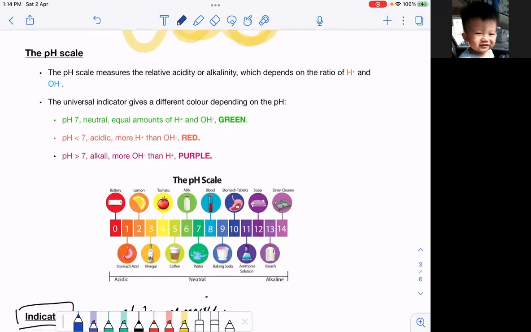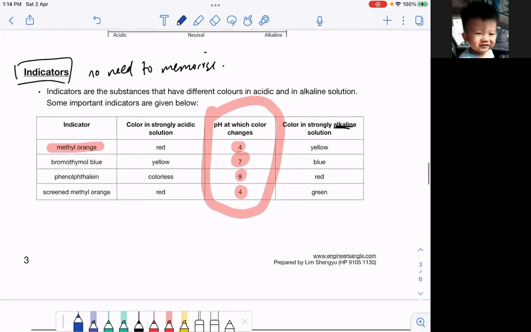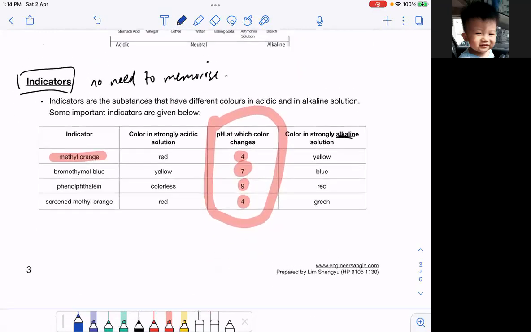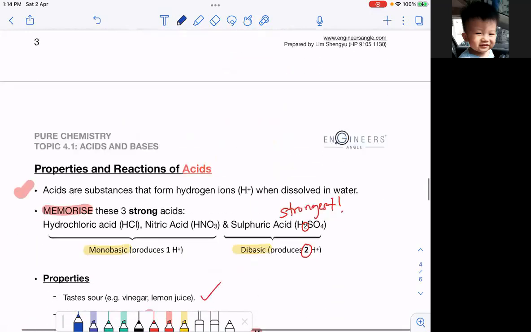Universal indicator, nothing much. You generally know neutral is 7. Alkaline is big number or small number? Big. Acid is small. Okay, just be careful. Indicators, just need to know that their purpose is to change color, but don't need to memorize anything. Just know that they will change color at a different pH, so that it helps you differentiate generally what is acid, what is alkaline.